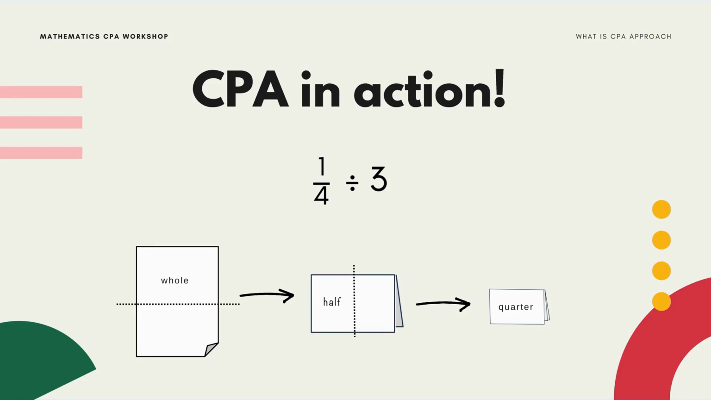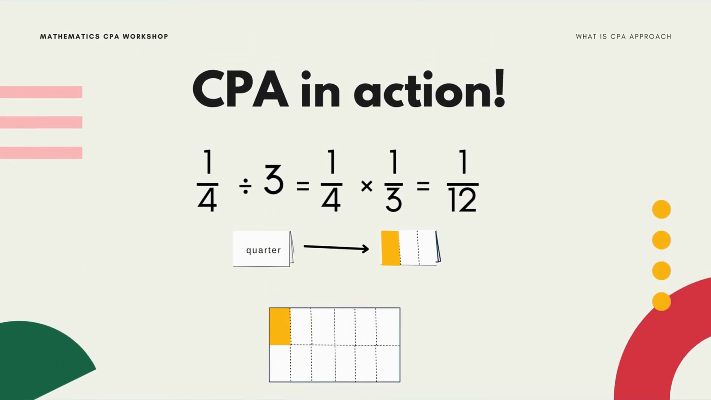Once you have gotten this quarter, I want you to fold the quarter piece of paper into another 3 different parts. So it needs to be divided into 3 equal sections. So this is when you show, okay, this is the 1/4 and we divide it into 3, which is why we are folding it into another 3 sections. So this illustrates 1/4 divided by 3. And I want you to shade one section of the rectangle just like this.